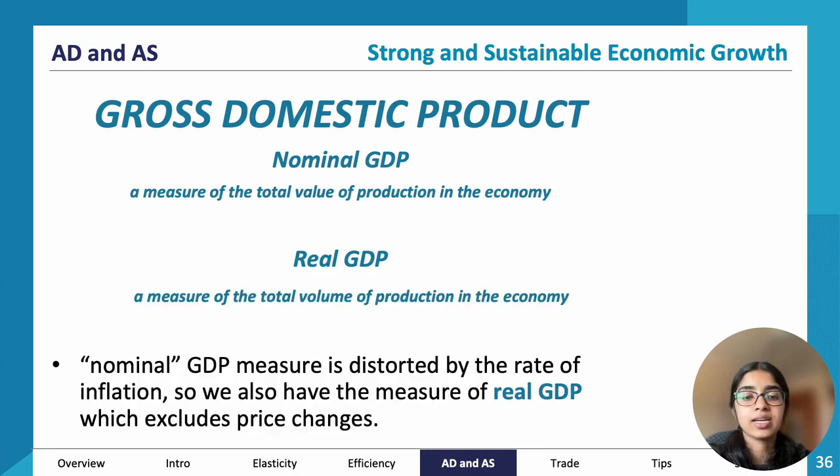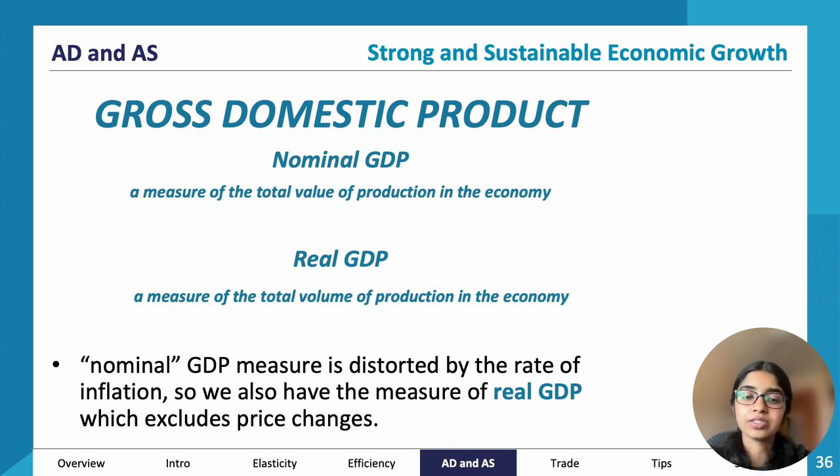Okay, so our second goal is about strong and sustainable economic growth. So a keyword here, written in these big capital letters, is GDP, or gross domestic product. So there's two types of GDP that you'll hear about. There is nominal GDP, which is basically the total value of production in the economy. We're not looking at inflation, we're not factoring for changes in the price, we're just looking at the total value. Then we have real GDP, which is the total volume of production.